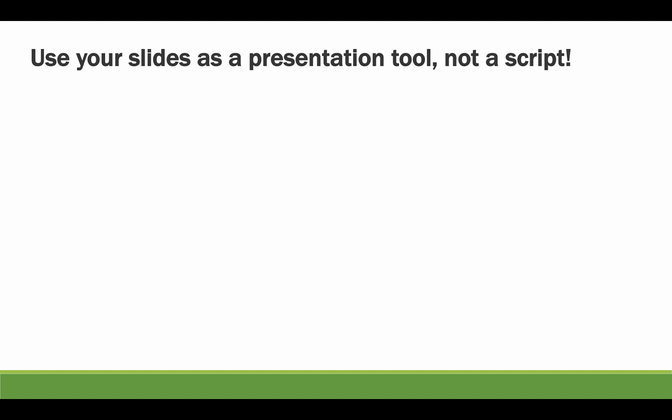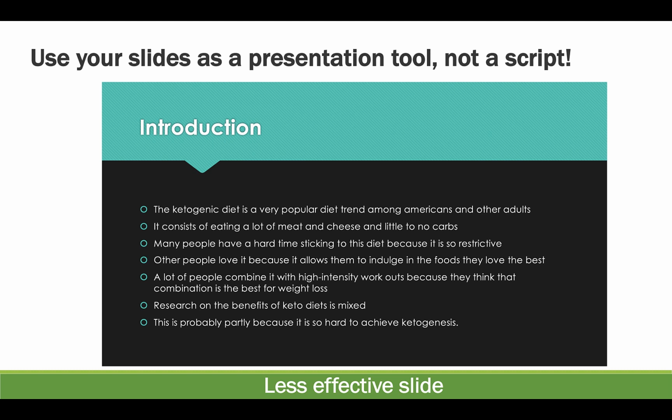We typically rely on PowerPoint or other presentation software platforms to create slides that assist us in our presentation. These slides should be viewed as a presentation tool and not as a script. For example, this slide, which is introducing the audience to the topic, is not effective. Let's break down the different components of this slide that are not working very well, so we can then think about how to revise the slide in a way that makes for a more effective presentation.